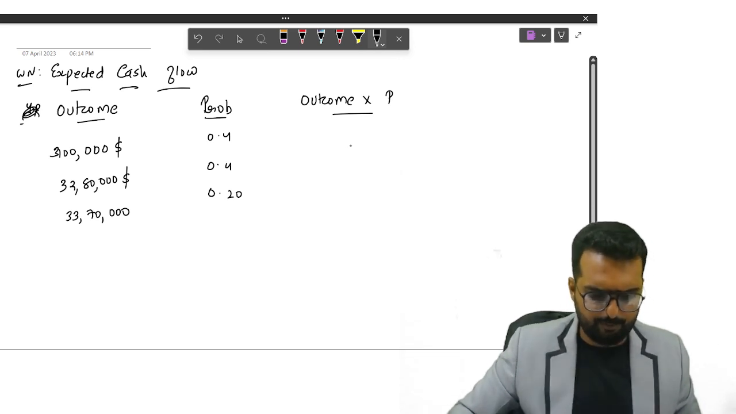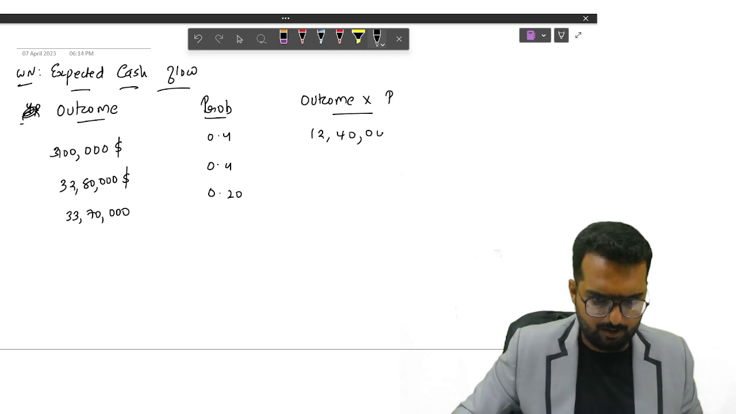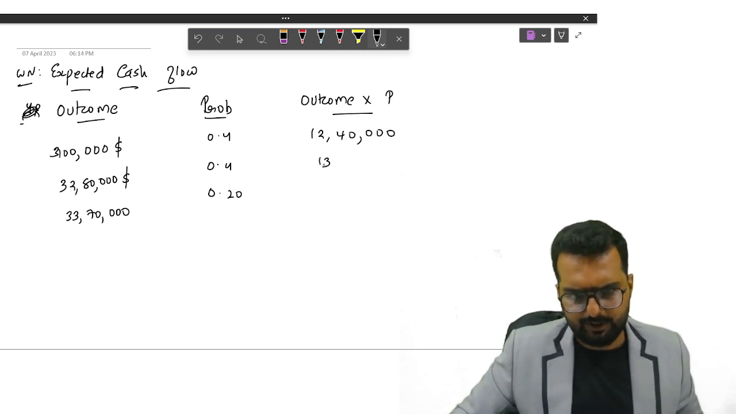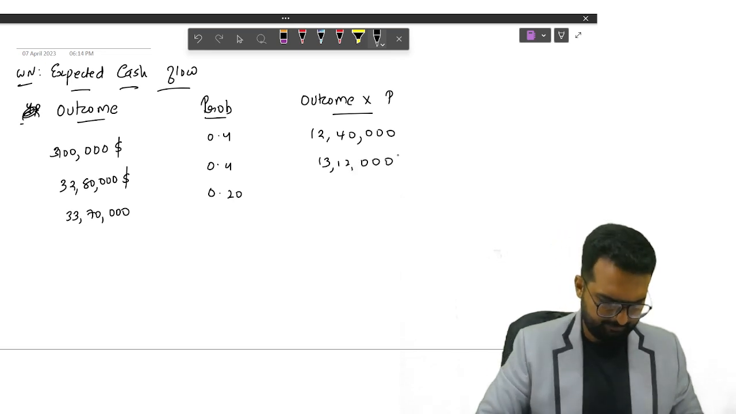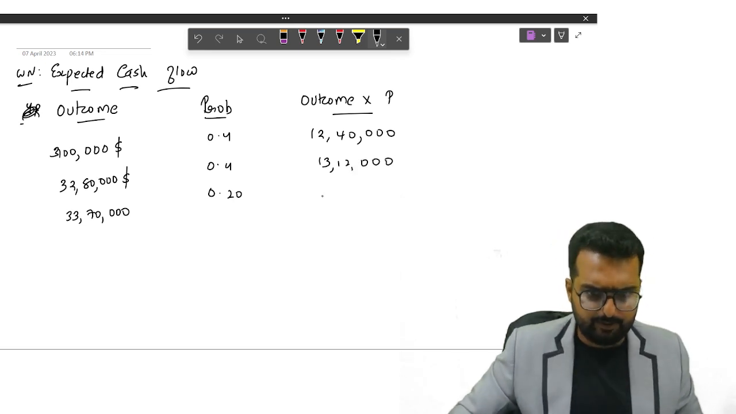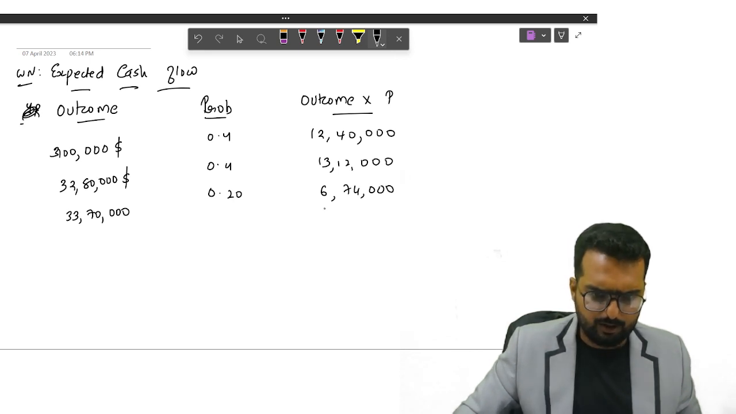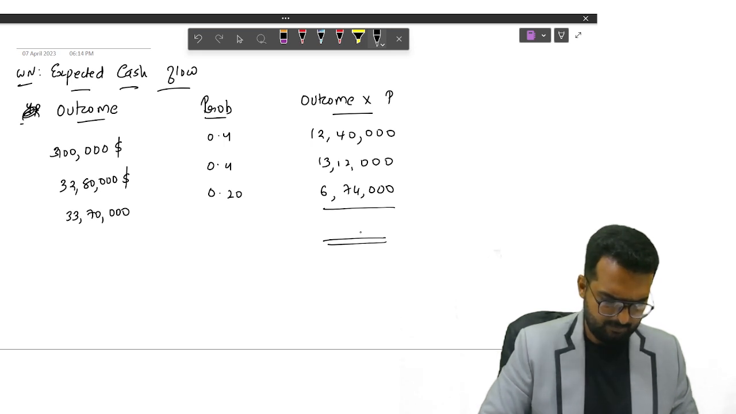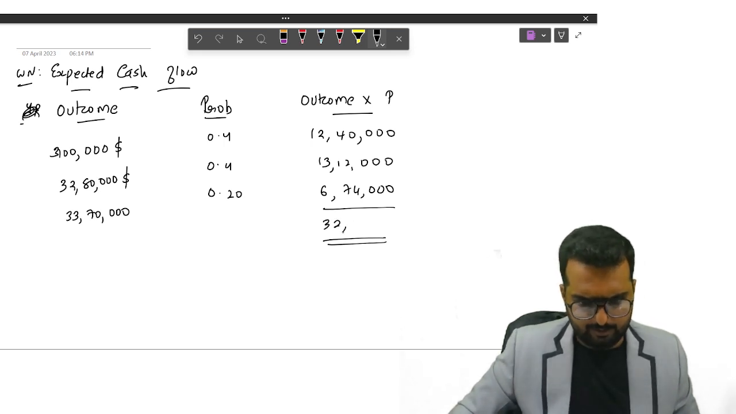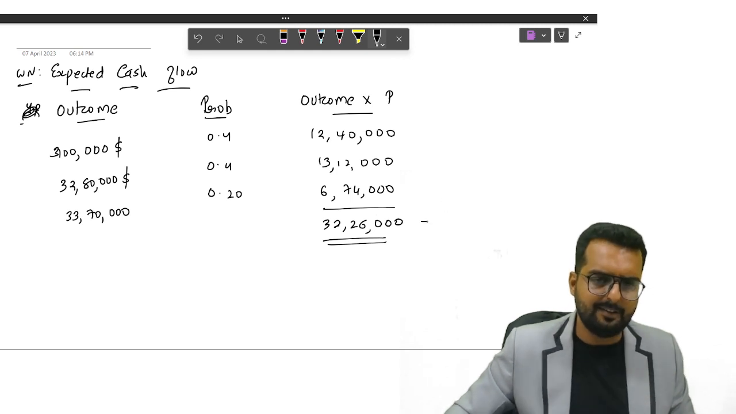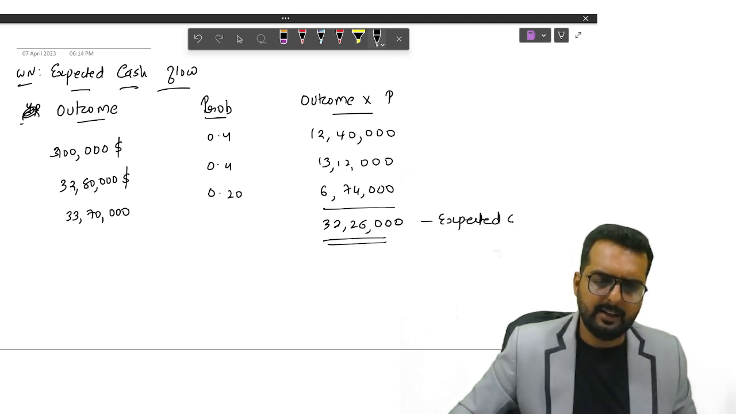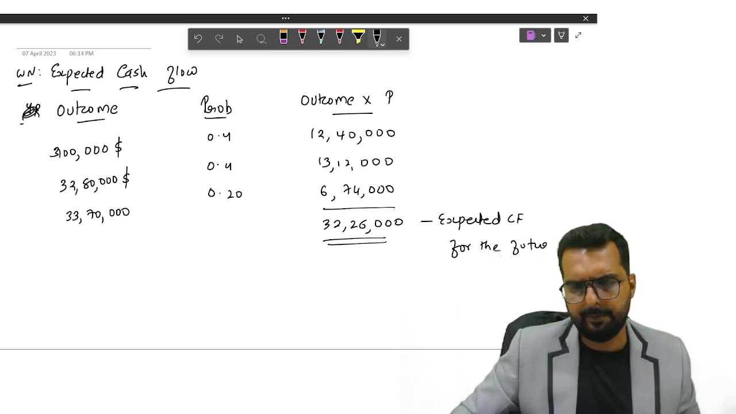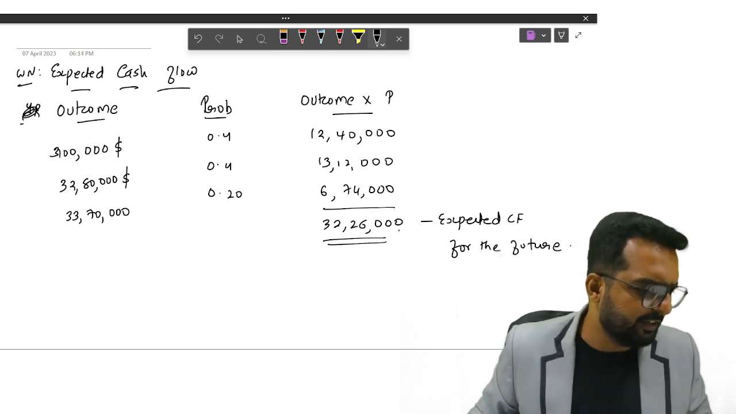31 lakh into 0.4 will be 12 lakh 40,000. 13 lakh 12,000. 6 lakh 74,000. So what is the total you get over here, friends? You get the total as 32,26,000. This is the expected cash flow for the future. Alright, I'll give you a minute, just read through this now.